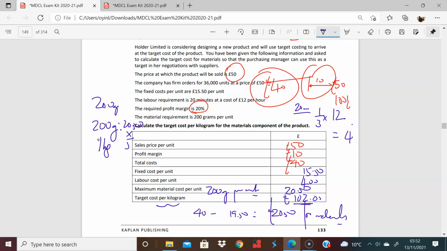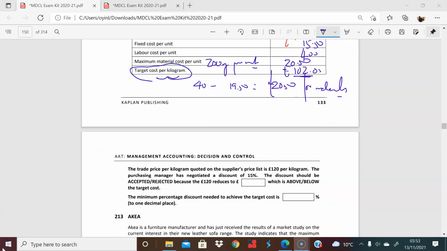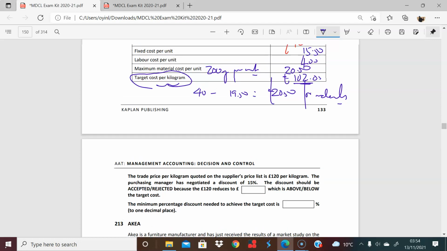So ultimately, you can see that this £20.50 is the balance of all of this, and this is asking us, if we were to go out and buy a kilogram, how much are we aiming to buy it for? This is your target. You need to try and buy it for 102. The trade price on the suppliers list is 120 per kilogram, which is more than we can afford. They've negotiated a discount of 15%, so 85% of that. 120 times 0.85 is 102.